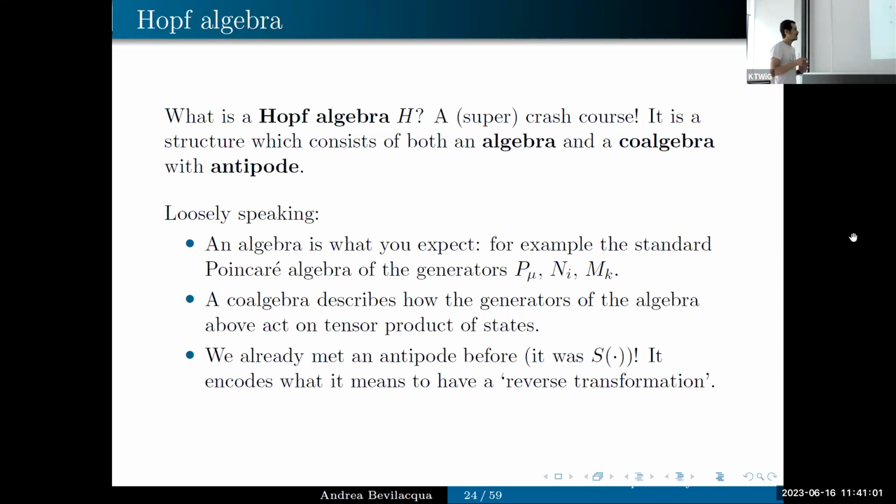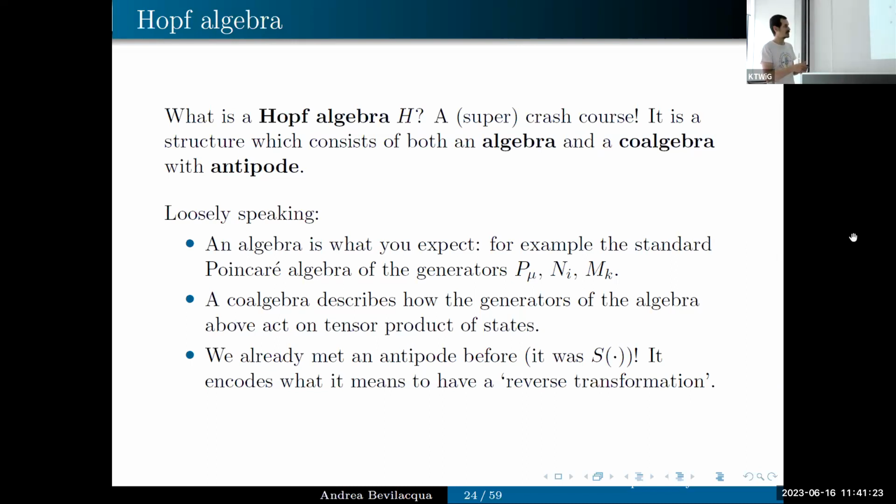Now, loosely speaking, what is an algebra? An algebra is just what you know: some generators, some commutators which satisfy the Jacobi identity and everything you already know about algebras. A coalgebra is a bit more complicated and basically describes how the generators of the algebra, which is defined here, act on tensor products of states.